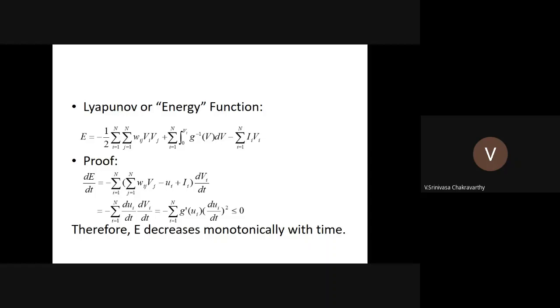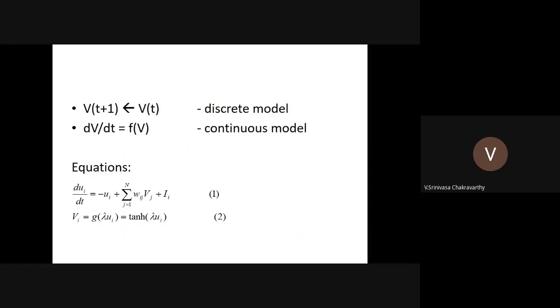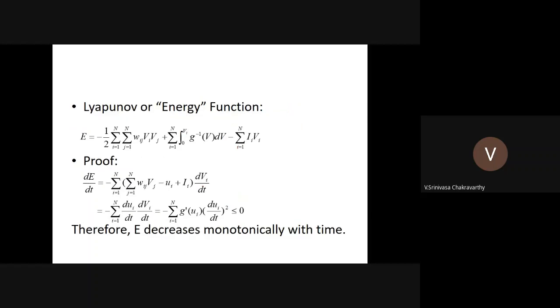And here also there is an energy function, and you can easily show that this energy function goes down as this update rule number 1 is applied. You can show that because dE/dt is always negative or 0.